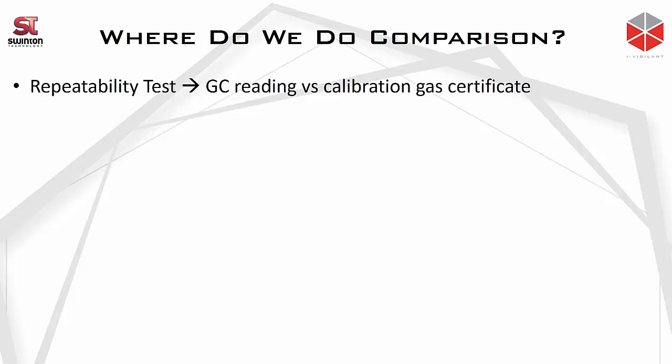So where do we do the data comparison? The first one is on the repeatability test. What we do here is we basically take calibration gas and enter it into the GC as an unknown gas, and the GC will analyze the calibration gas, and then the analysis result from the GC will be compared against the calibration gas certificate. What we would expect from here is that the comparison between the two results will fall within a certain tolerance limit.